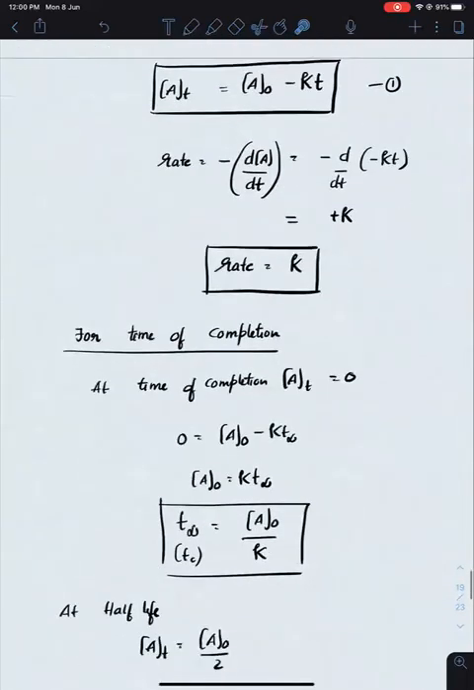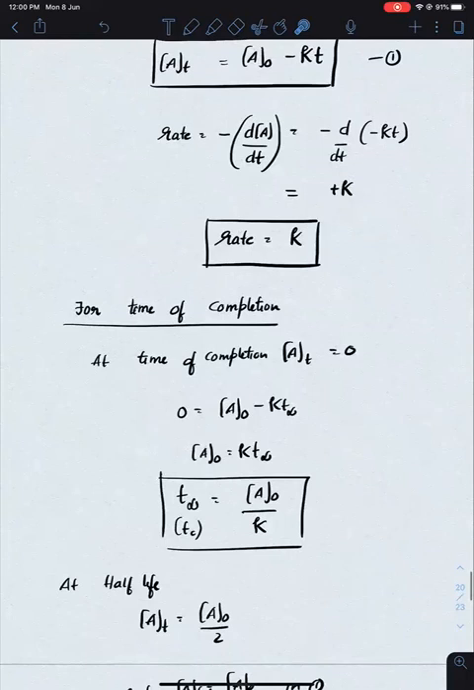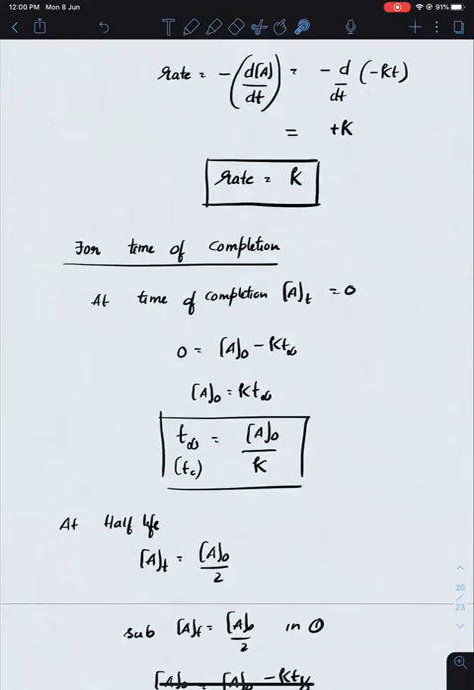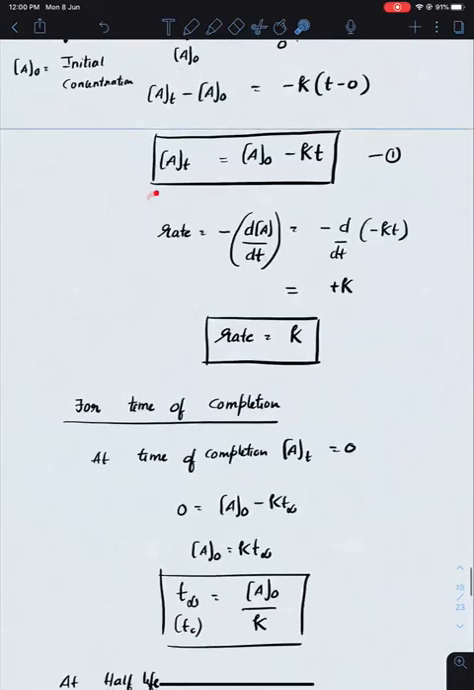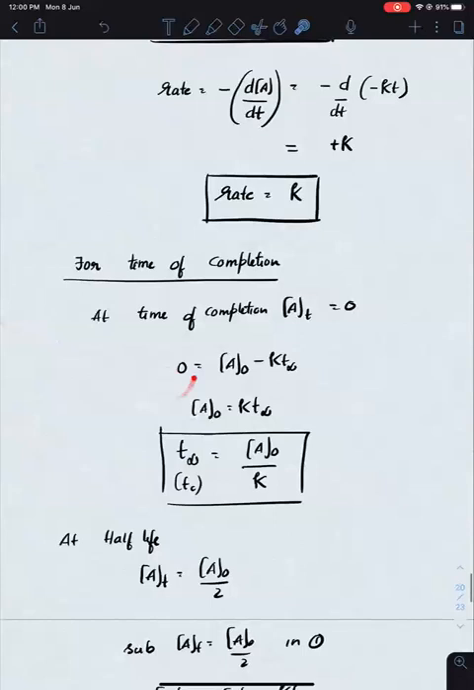Time of completion. Time of completion का मतलब क्या है? You need to complete all of the reactant, so At, the concentration at a given time t, must be equal to 0. So substitute At = 0 in the expression. A0 हो गया तो 0 = A naught minus K into T infinity, or time of completion tC = A naught upon K.